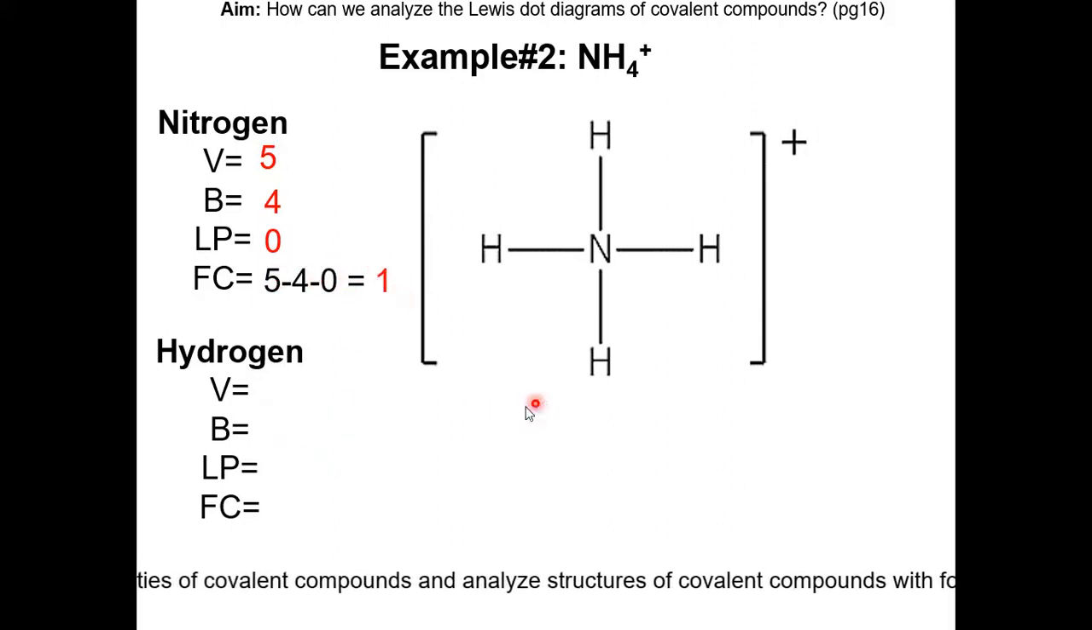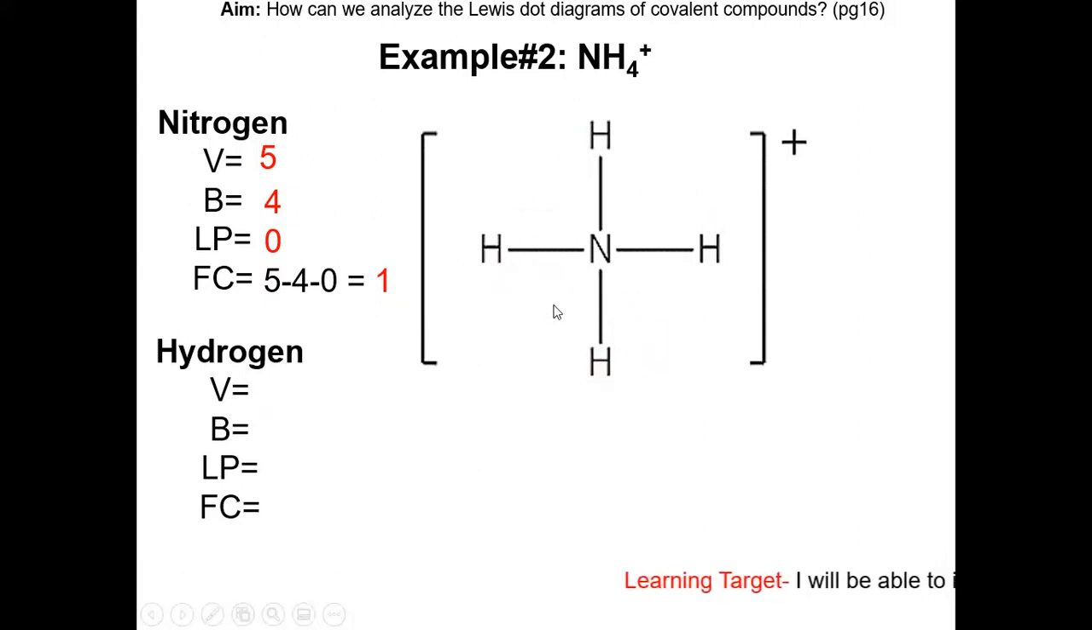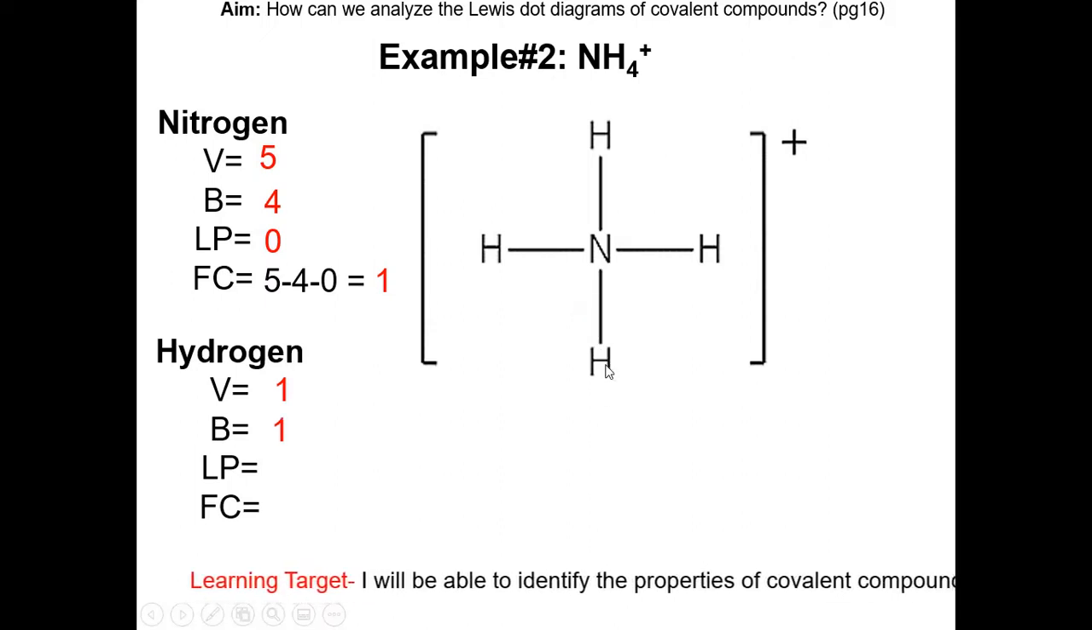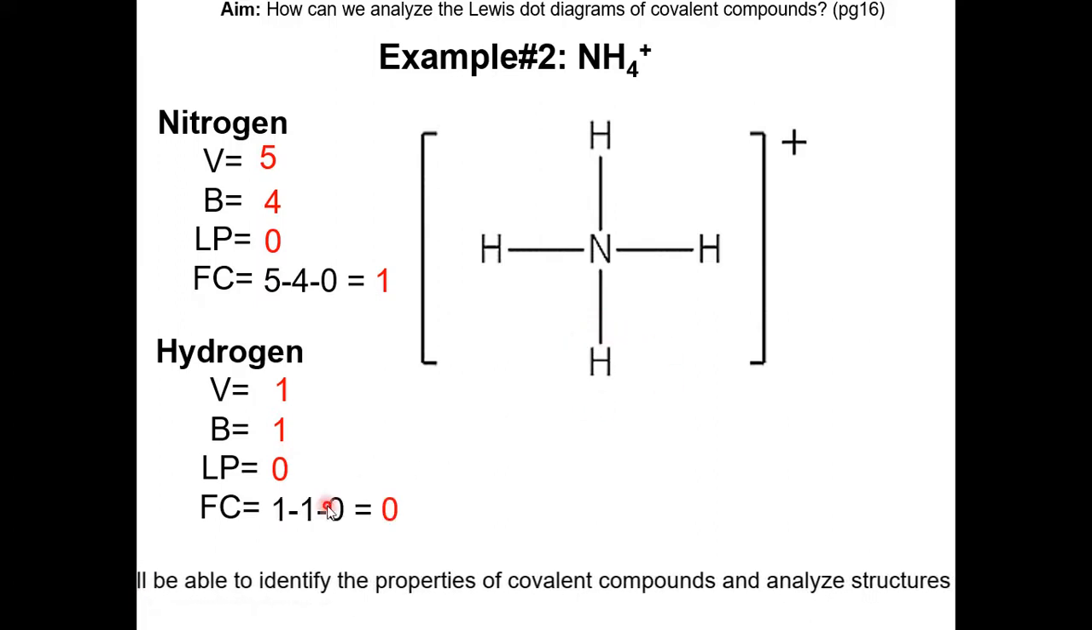Now let's do the same thing for hydrogen. Each of these hydrogens is equivalent. How many valence electrons are in a neutral atom of hydrogen? It is 1. How many bonds is this hydrogen forming? It's forming 1 bond. How many electrons are in the lone pair? There are none. So the formal charge of this hydrogen is 0. 1 minus 1 minus 0 is 0.